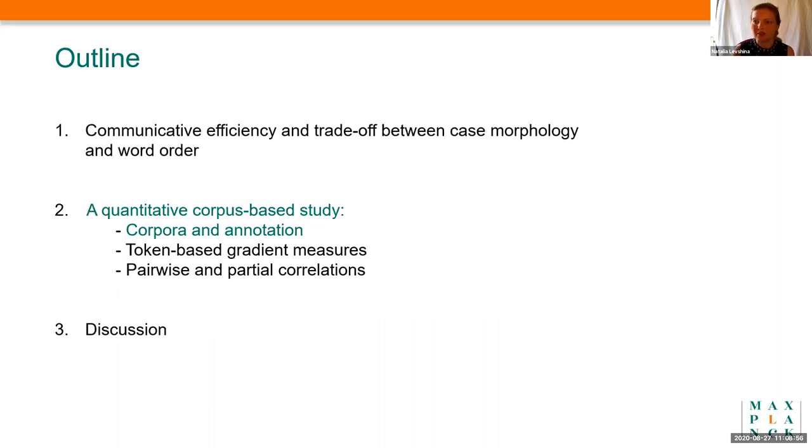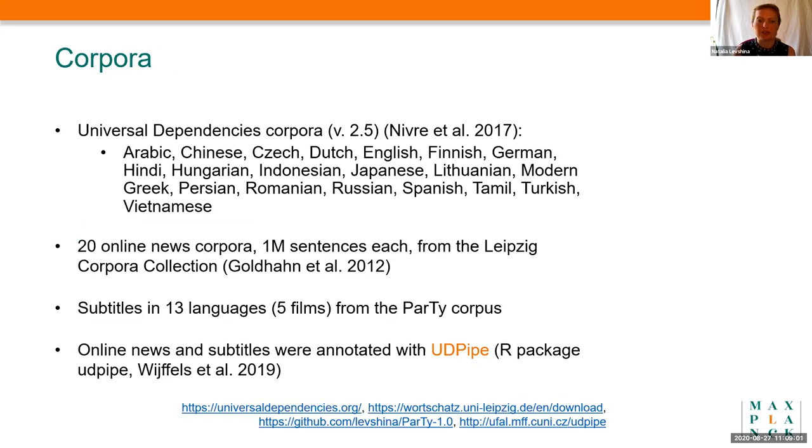Now, let me tell you a few words about the corpora that I used. So I already said that I used the Universal Dependencies corpora. Here I only took 20, from Arabic to Vietnamese, very diverse, or as diverse as possible. And then I also took 20 online news corpora, 1 million sentences in each. I used the Leipzig corpora collection. These corpora are freely downloadable. You can check the links at the bottom of this page.